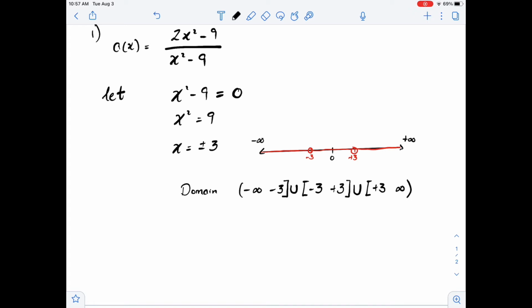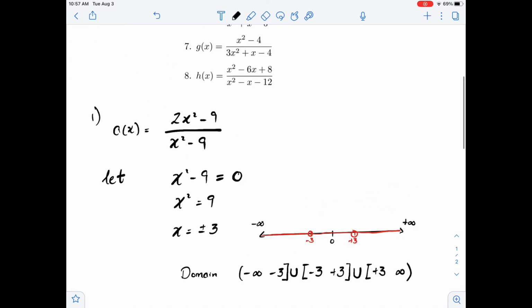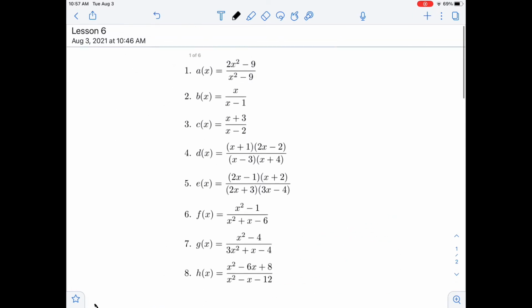Negative infinity to negative 3, not including negative 3. Negative 3 to positive 3, not including negative 3 or positive 3. And then finally positive 3 to infinity, again, not including positive 3. That is my domain. And that is how I write it. A little awkward, perhaps, but that is at least one way that we can write it. All right, so that's that first problem. What I'm going to do is skip on a little bit. I'm going to do questions 3, 5, and 7, and then I'm going to leave you to try the even number problems. So I'm going to skip on to number 3.